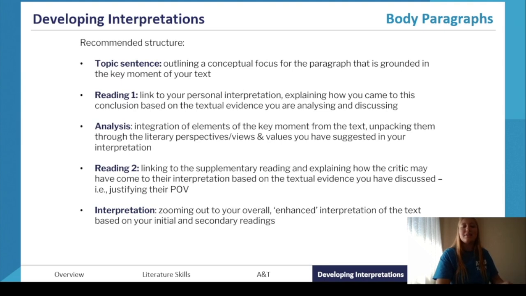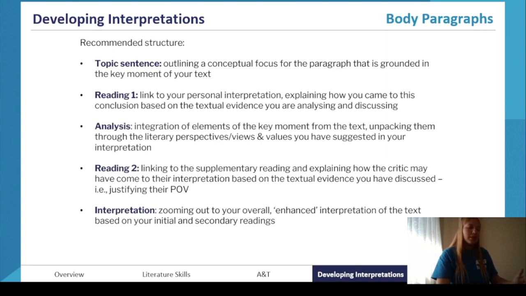And then the interpretation, of course, you want a sort of interpretation sentence where you zoom out to your overall enhanced interpretation of the text based on your initial and secondary readings. This has to relate back to your topic sentence or your argument. So in terms of the conceptual focus for the paragraph, grounded in the key moment and to do with our prompt, what is our overall interpretation? And what are the things we took from the supplementary reading that we do agree with and we do not agree with, and we kind of acknowledge all of that in this sentence or few sentences.